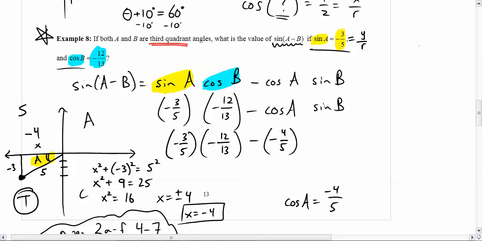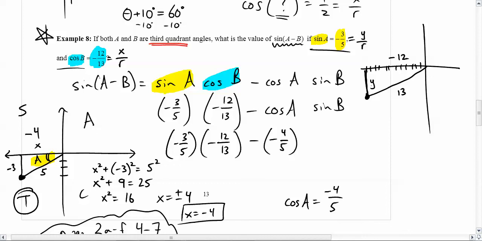I need another triangle for my blue angle. This one has an x value of negative 12, 1, 2, 3, 4, 5, 6, 7, 8, 9, 10, 11, 12, and an r value of 13. So 13, negative 12, and we need to find out what the y coordinate is. This is my angle B. Technically B starts from 0, 0 and goes all the way to here, but the reference angle is just that little blue highlighted part. And technically angle A starts all the way from 0, 0, but the reference angle for A is that yellow highlighted part.